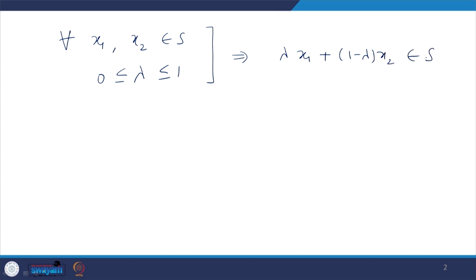So, what we have shown is that if you take any two arbitrary points in S, and you take lambda between 0 and 1, then this represents the line segment joining x1 and x2. Because as lambda varies, this will give all the points in the line segment joining x1 x2, and this must belong to S. That means the line segment joining x1 x2 lies totally inside S. This means S is convex. S is a convex set in Rn.